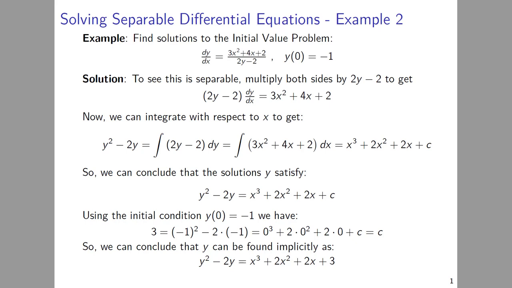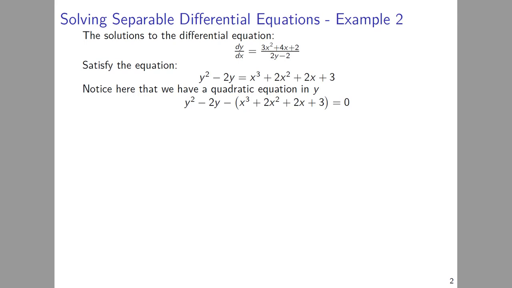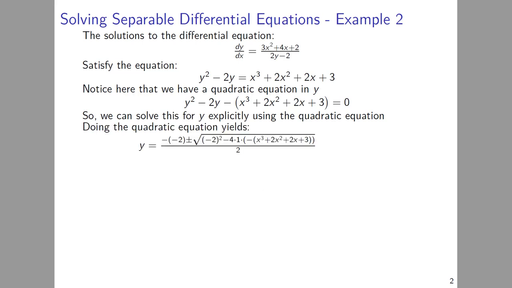We can take this solution a little further though. Notice here that we have a quadratic equation in y that we can write as y squared minus 2y minus the constant with respect to y, x cubed plus 2x squared plus 2x plus 3, equals 0. And writing it in this form, we can use the quadratic equation to solve for y explicitly. In particular, using the quadratic equation, we get that y is equal to negative 2 plus or minus the square root of negative 2 squared minus 4 times 1 times the negative of x cubed plus 2x squared plus 2x plus 3, all over 2.